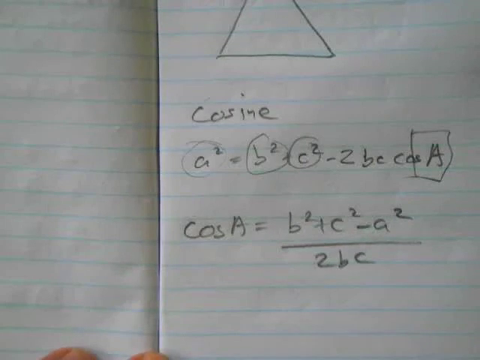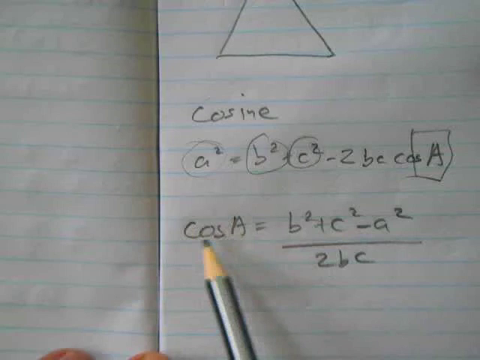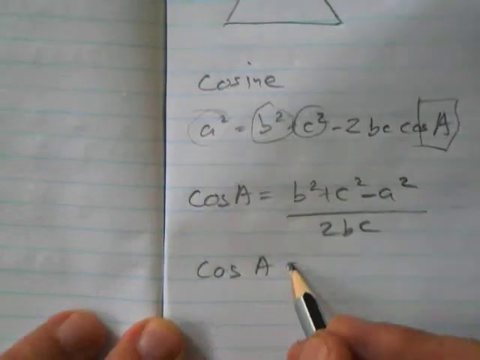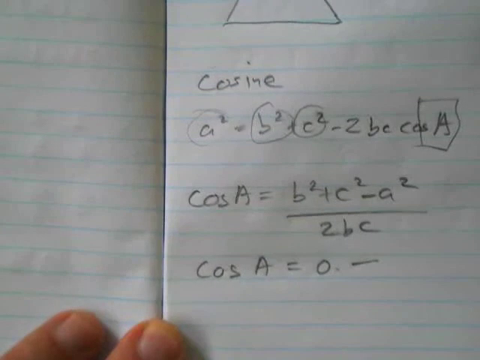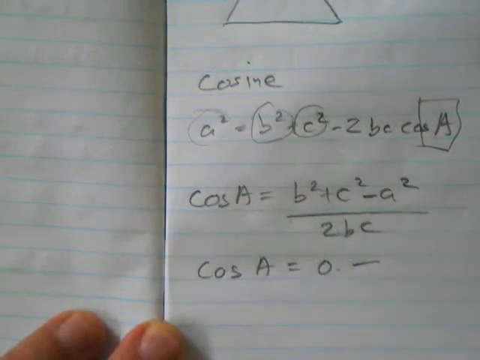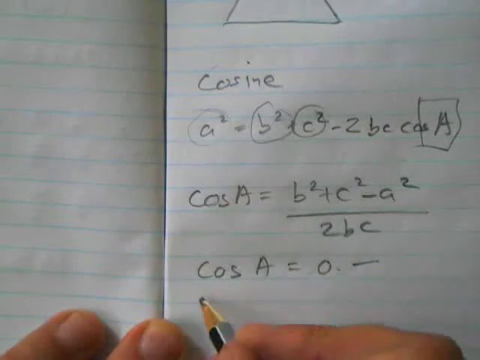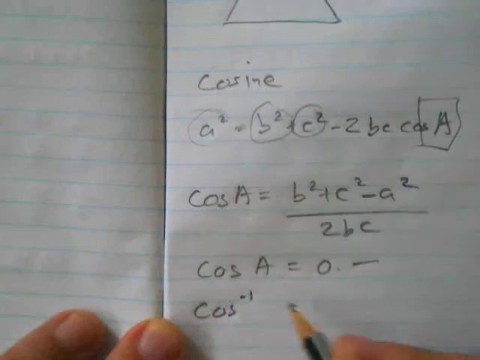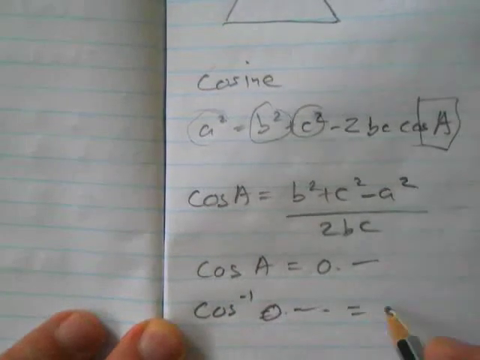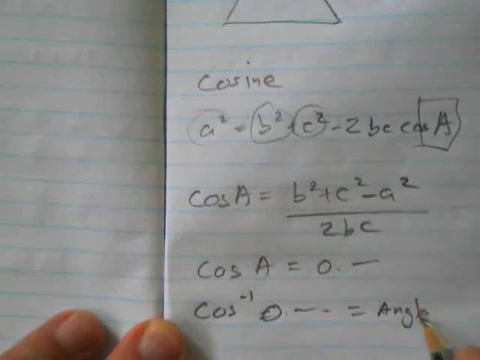And then obviously remember that when you do this, what you'll end up with is cos A equals 0 point something or other. Now it's possible that it's negative 0 point something or other, but it can't be 1 point something or other. And then what you'd have to do is cos to the minus 1 of whatever 0 point whatever, which gives you an angle. So a brief recap there.